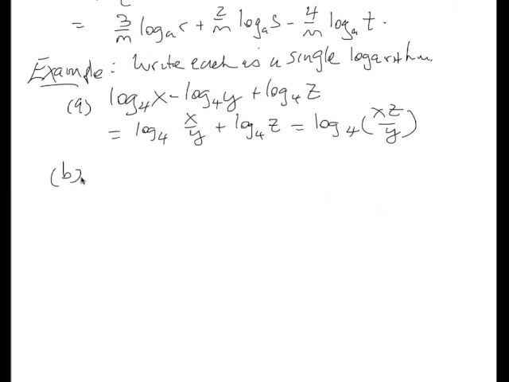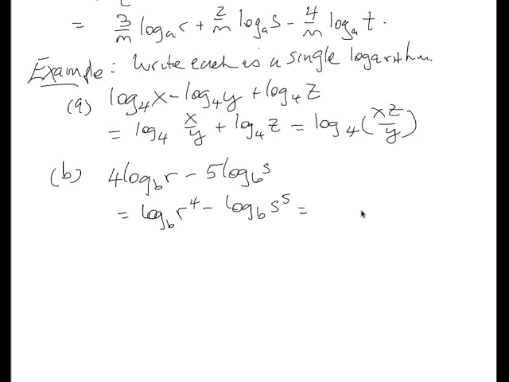Right, part B. Let's suppose I have 4 log in base b of r minus 5 log in base b of s. Alright, so this is going to be log in base b of r to the 4 minus log in base b of s to the 5, which of course is the difference now. This is going to be log in base b of r to the 4 over s to the 5. And that would be my single logarithm.